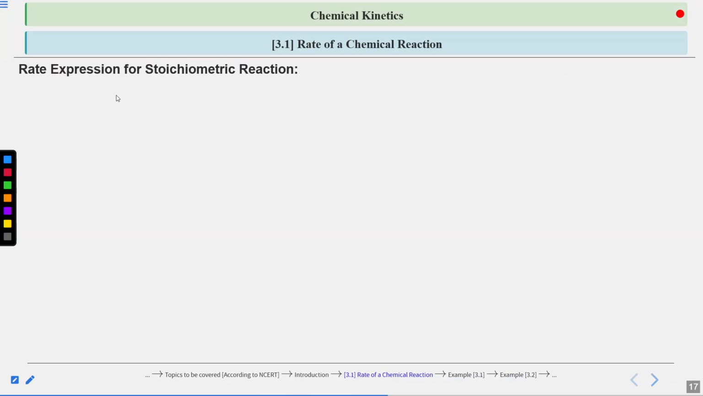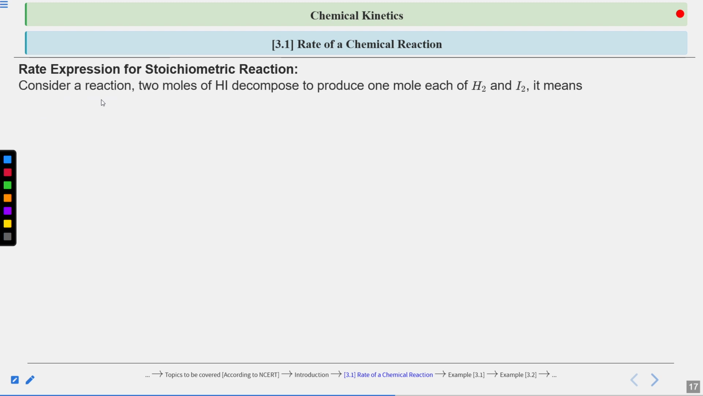Continuing on this topic, let's consider a reaction in which 2 moles of hydrogen iodide decompose. Okay, we have a reaction where 2 moles of HI decompose to produce 1 mole of H2 and I2. It means that 2 of HI is decomposing to produce the hydrogen and the iodine gases.